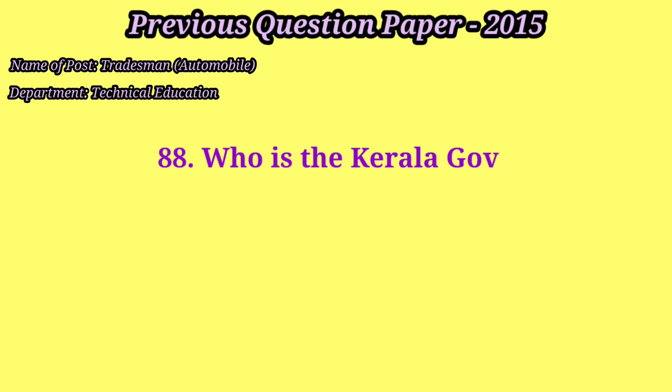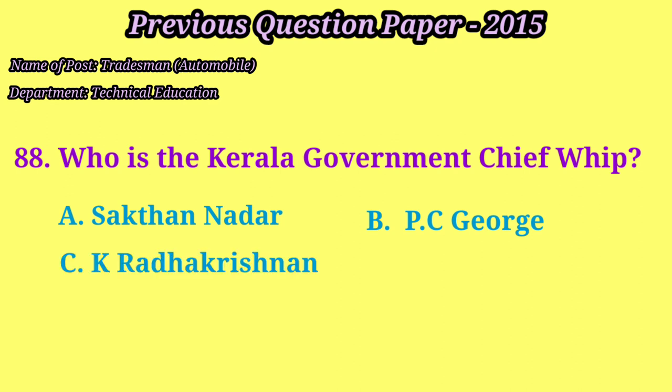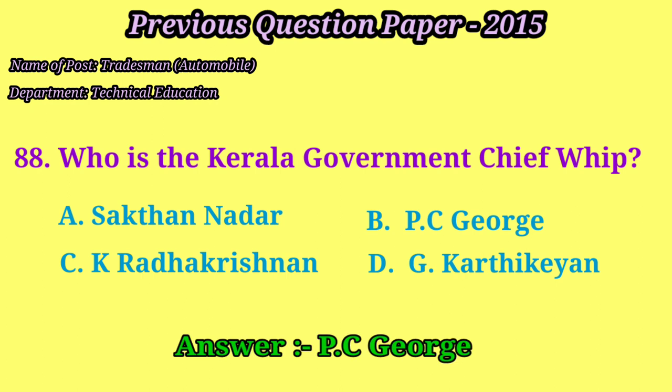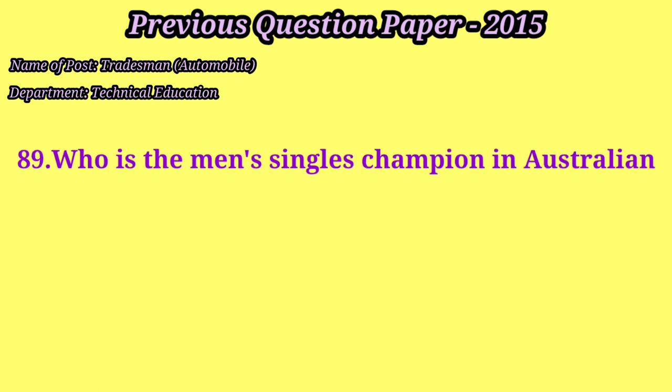88. Who is the Kerala Government Chief Whip? A. Sakthan Nadar, B. P. C. George, C. K. Radhakrishnan, D. G. Karthikeyan. Answer: P. C. George.